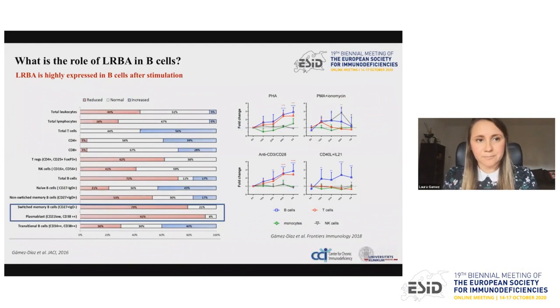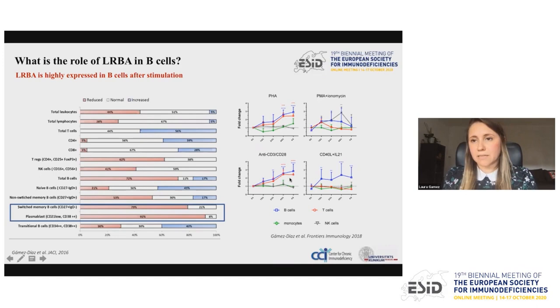Therefore, our research question was, what is the role of LRBA in B cells? Because patients also present with a reduced number of switched memory B cells, and most of them had no plasmablasts. And in addition to that, LRBA expression is mostly found in B cells in comparison to the other PBMC subsets after stimulation.